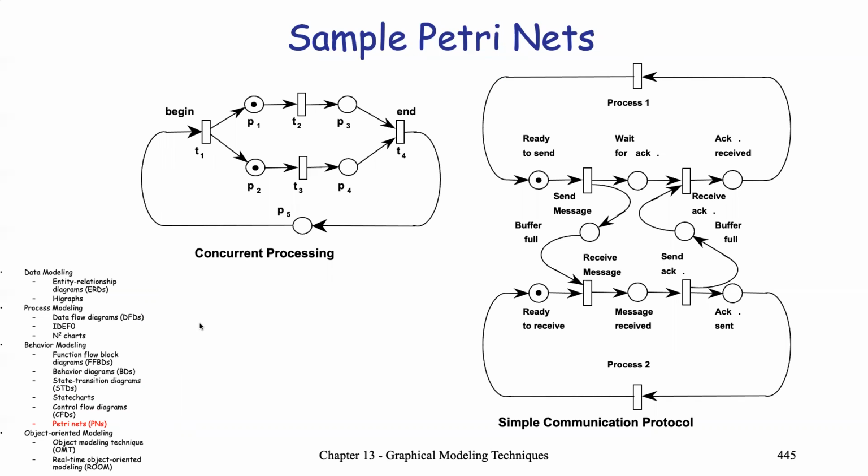And so we can be thinking in terms of sample Petri nets for, say, a concurrent process. So two processes are going on in parallel, and we're trying to articulate how that would look.